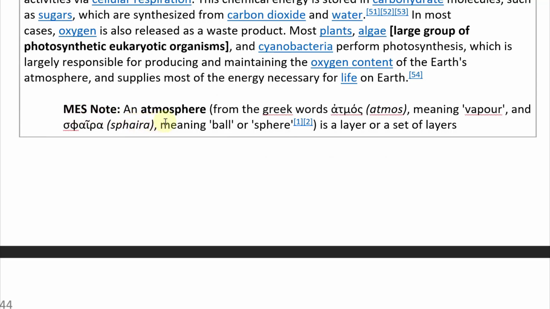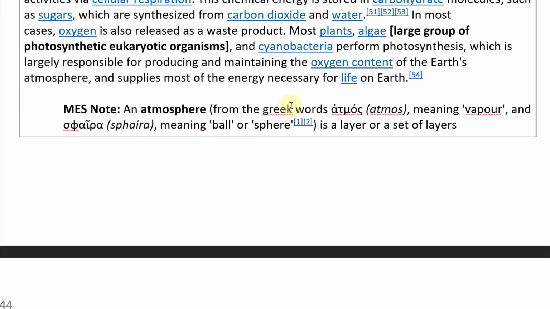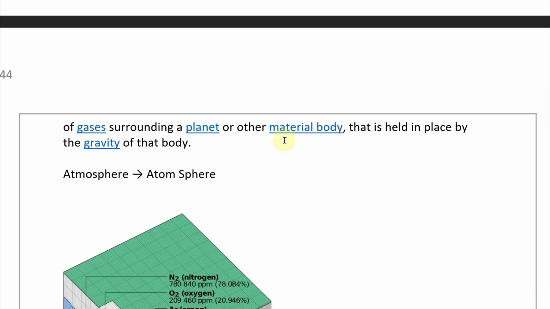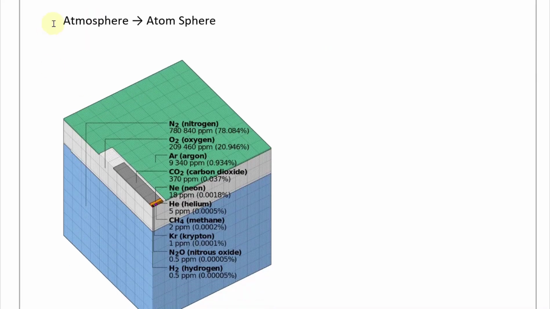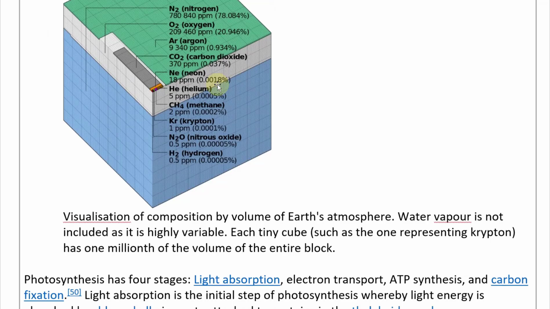So this is maintaining the oxygen content of the Earth's atmosphere. The word atmosphere comes from the Greek words atmos, which means vapor, and sphaira, meaning ball or sphere. It is a layer or set of layers of gases surrounding a planet or other material body that is held in place by the gravity of that body. Atmosphere could also be broken down as atom sphere, so the surroundings of the atom or the Earth.